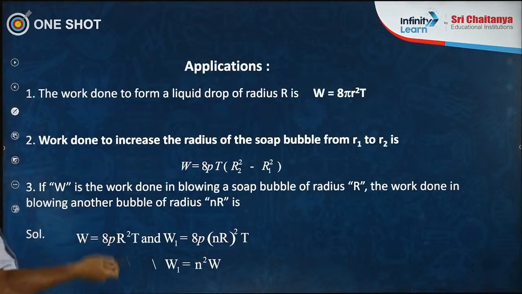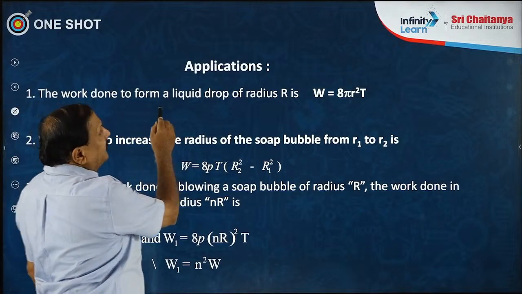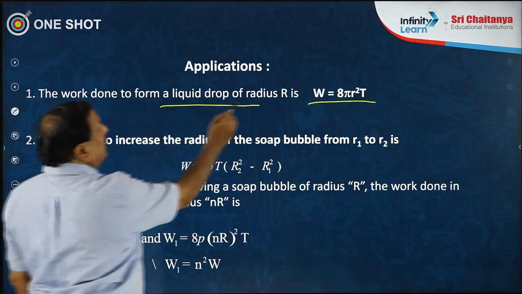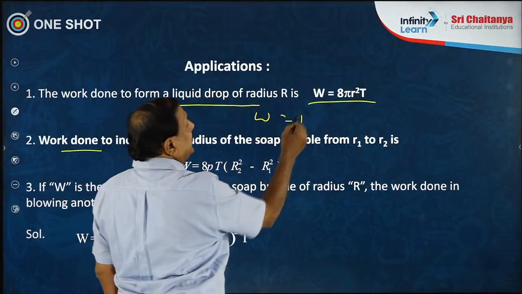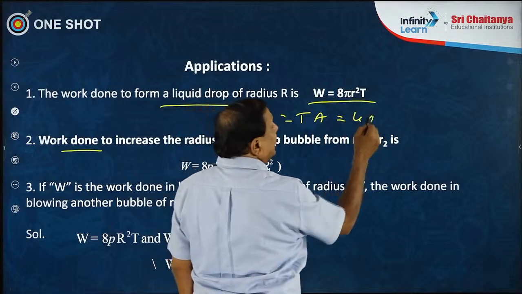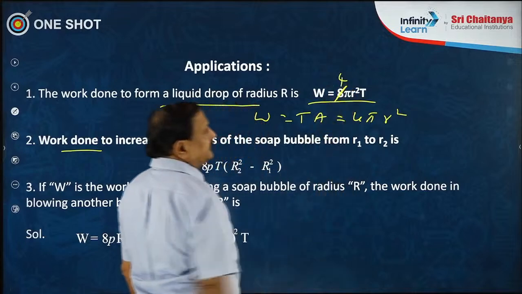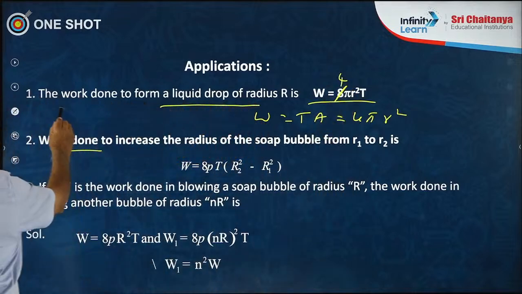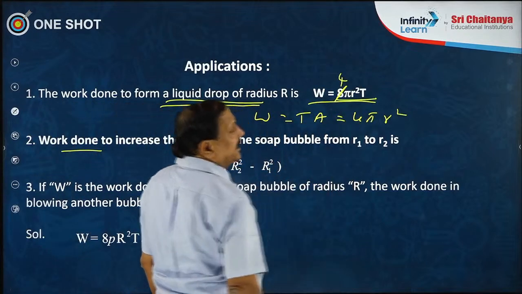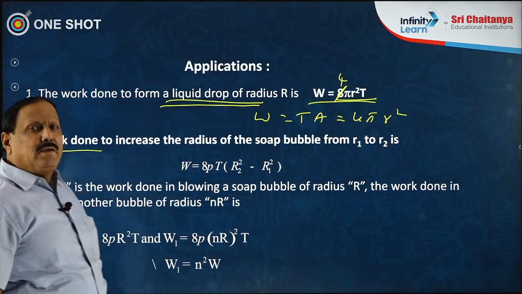So, there are different cases. For example, what is the work done to blow a liquid drop? W is equal to 4 pi r square T, because it is a liquid drop. Drop means W is equal to TA, where surface area is 4 pi r square. So this is 4 pi r square T only, this is not 8, this is 4. The work done to form a liquid drop is only 4 pi r square T. What is 4 pi r square? The area of the surface of the liquid drop.